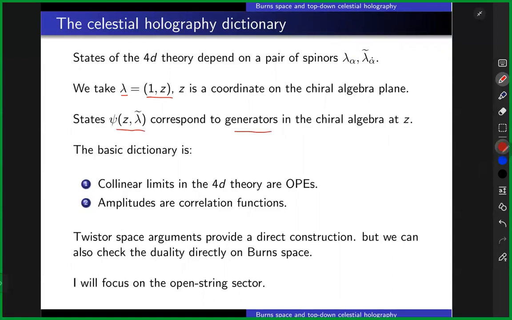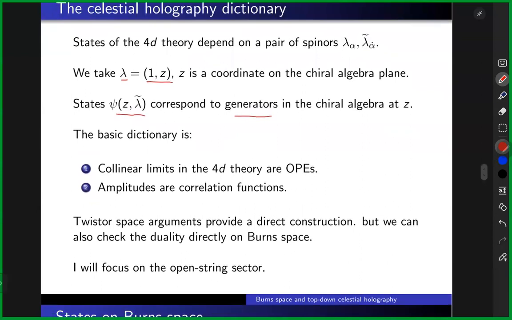And the basic thing we want to show is that collinear limits, if I have two states whose momentum becomes collinear, get a pole in any scattering process, I want to show that those poles are the OPEs of the chiral algebra. And I want to show that the amplitudes are correlation functions. Now, if I was really lazy, I would say, oh yeah, twistor space tells us this all must be true. End of story. But that's not really very satisfying. So what we're going to do is explicitly write down all the states, explicitly compute some correlation functions and OPEs, and match it with the combinatorics of the chiral algebra.